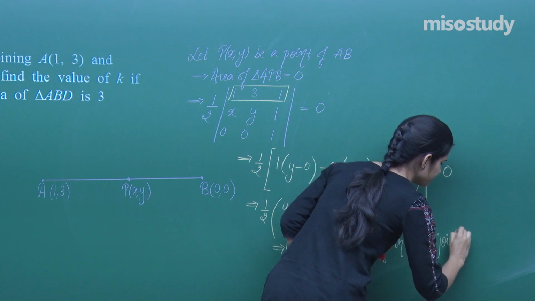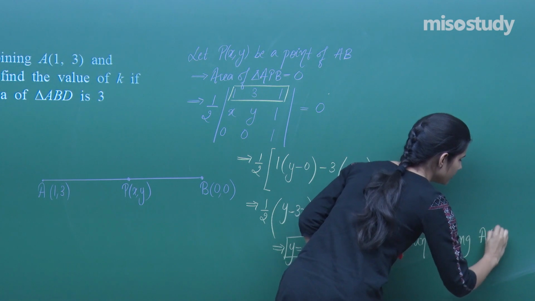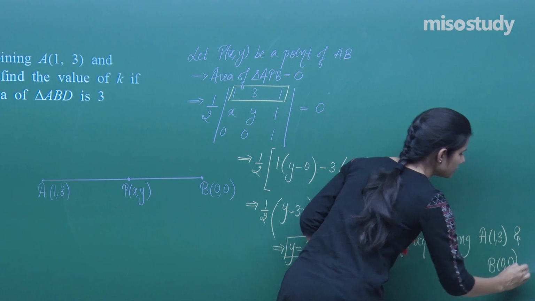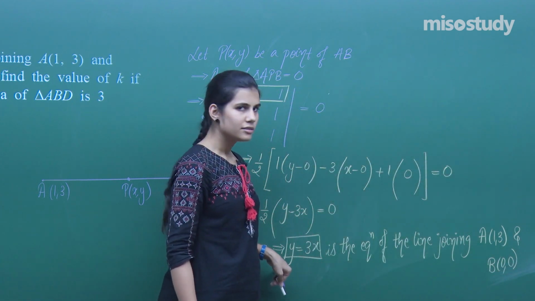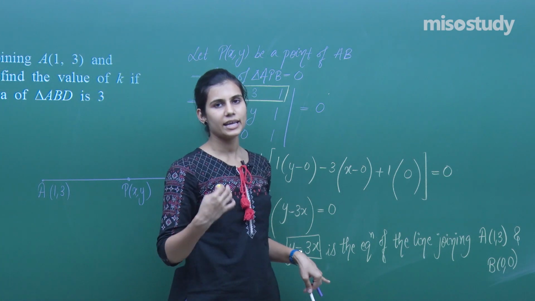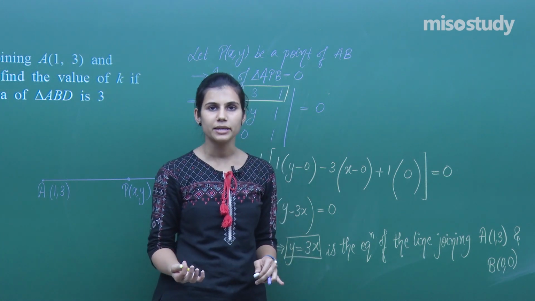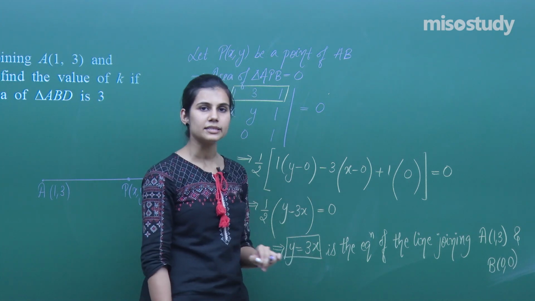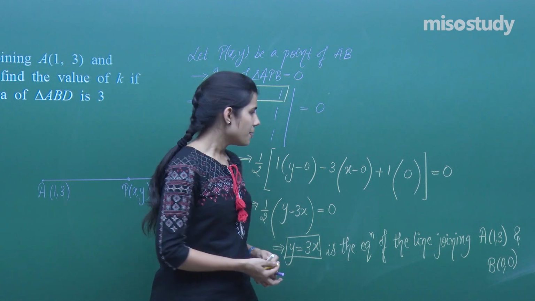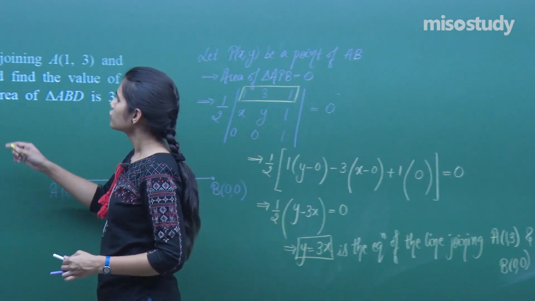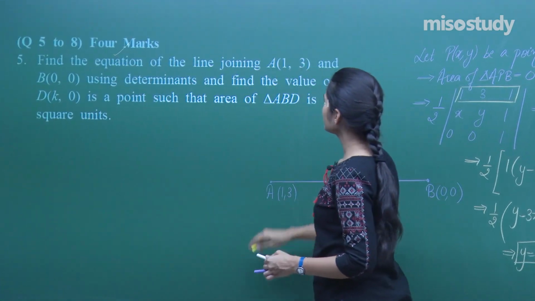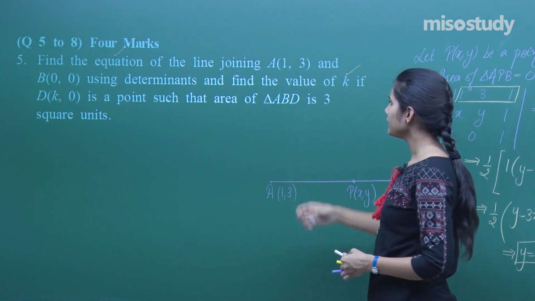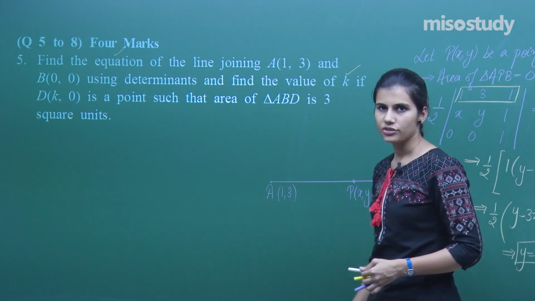joining A(1, 3) and B(0, 0). Because x and y are satisfying this relationship and x, y was an arbitrary point chosen on the segment. Therefore, this is the relationship being exercised by every point on the segment. So, this represents the equation of the given line. Now that we have got the equation, it is also saying find the value of k if D(k, 0) is a point such that area of triangle ABD is 3 square units.